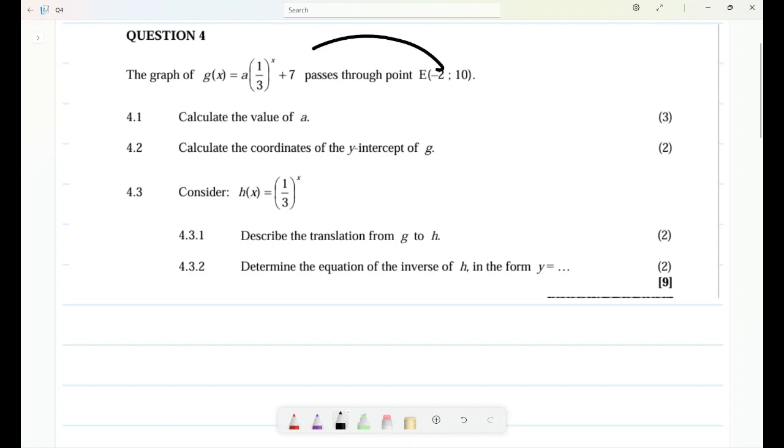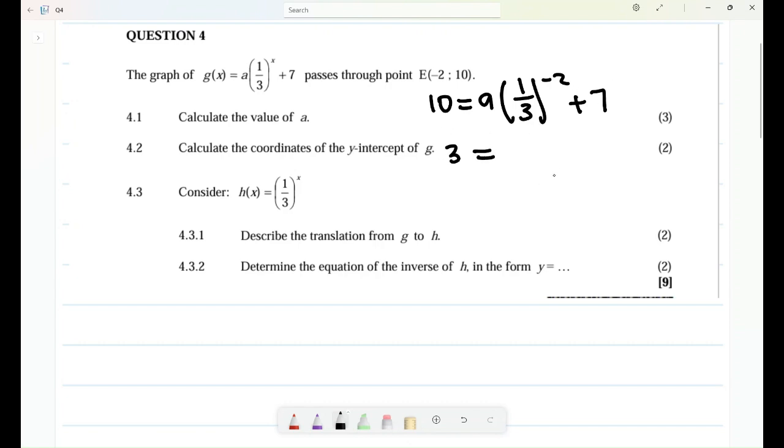Let's just substitute this point here, right? So when you substitute, it's going to be 10, which is equal to a into 1/3 to the power of -2 plus 7. So when I take this 7 to the other side, it is going to be 3 equals, remember, 1 divided by a is the same as a to the power of -1, right? So I'm going to apply that here.